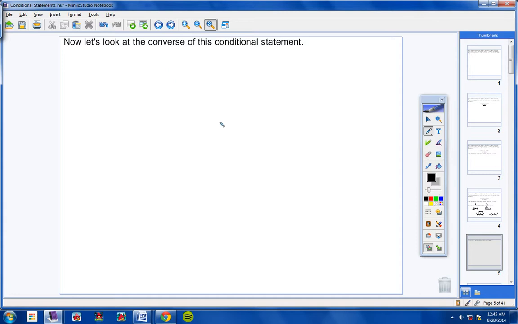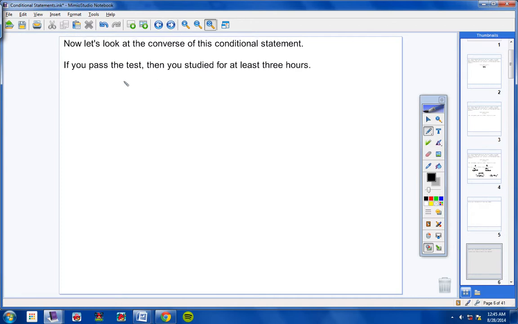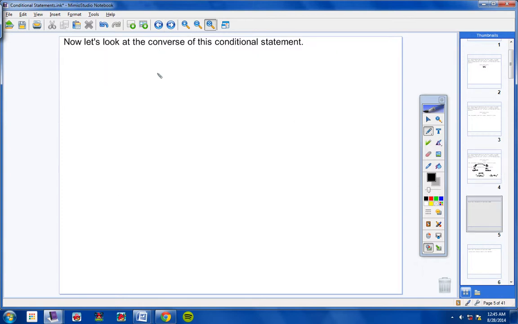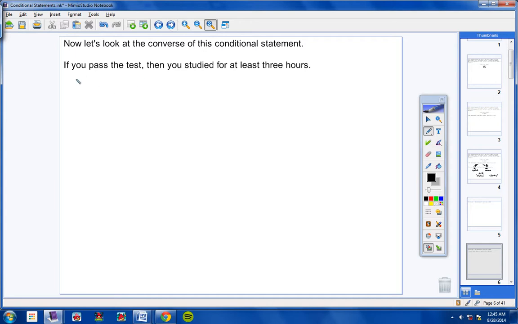Now, I want us to look at the converse of this conditional statement. Now I'll tell you when you need to write stuff down. Just listen, okay? Hold on, before you write, let's go back. Here is the original statement right here. If you study for at least 3 hours, then you will pass the test. Now what we're going to do is swap the P and the Q. And when you do that, it's called a converse statement.